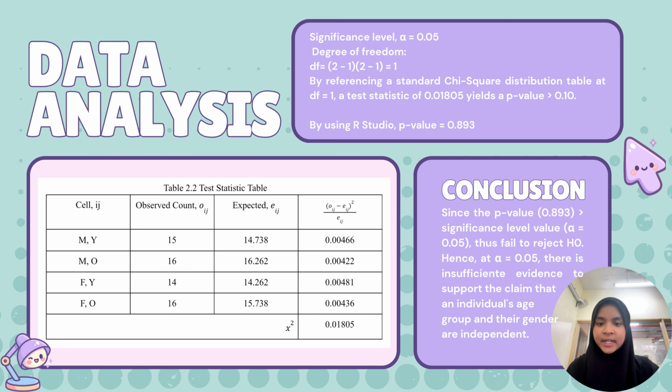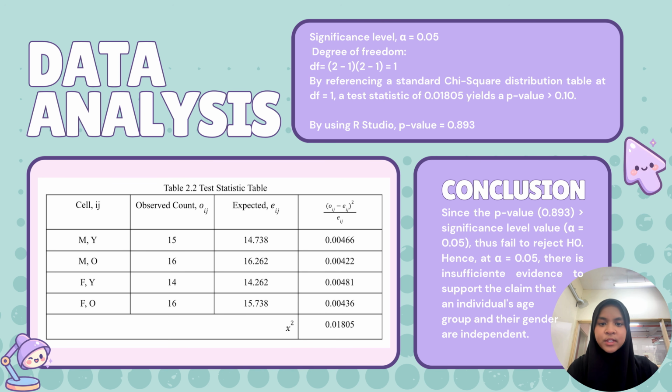So this is the data analysis that we have obtained after conducting the test. As you can see here, this is the test statistic table, with the observed count, expected count, and also the test statistic value for each cell. After calculating the sum of all the test statistics, we get a total test statistic value equal to 0.01805. In this calculation, we use a significance level alpha equal to 0.05, and we calculate the degrees of freedom, which is equal to 1.